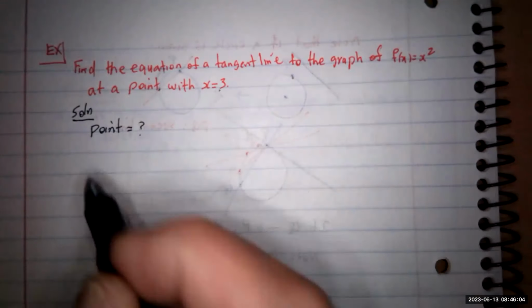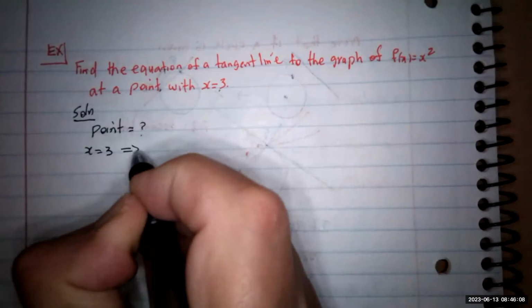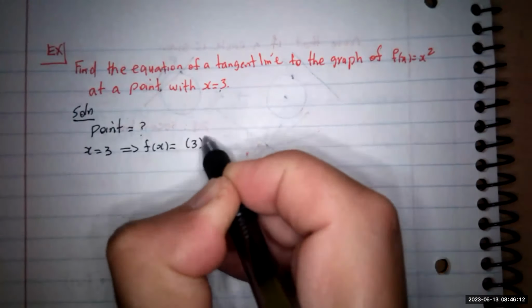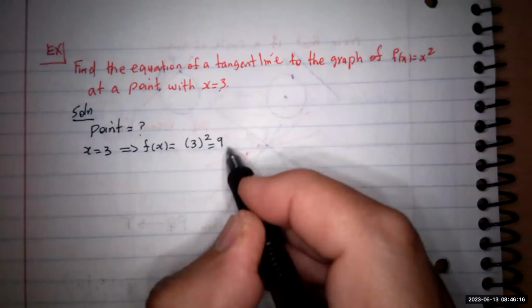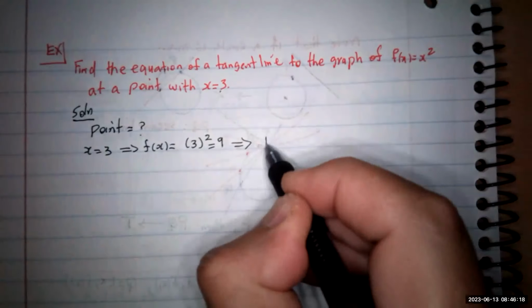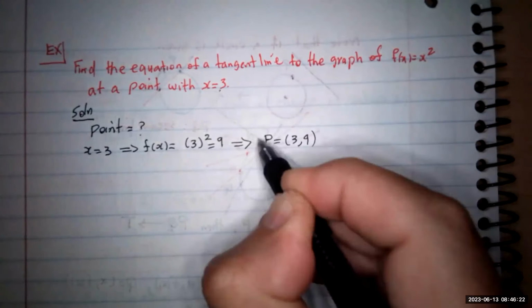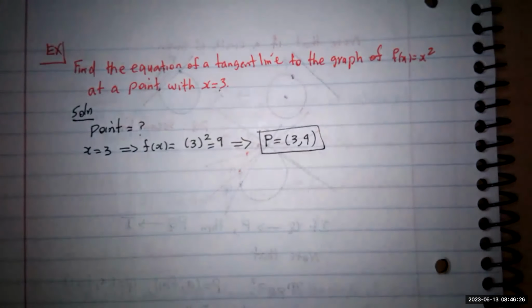Okay, so we need the point. So this is x equal to 3. I substitute, f of x would be 3 squared, which is equal to 9. Okay, so I have a point. The coordinates of the point P would be (3, 9). This is going to be the first step, the point. Any question?